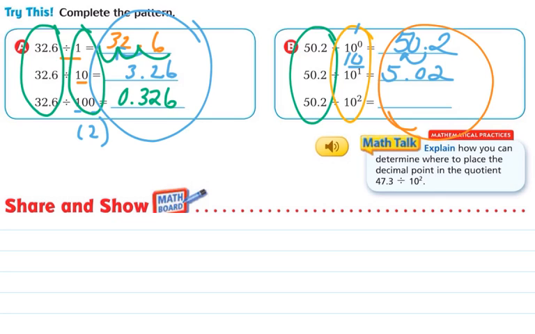And lastly, boys and girls, the second power of 10 is 100. 2 places there. We lose 2 places. 1, 2, and we get 502 thousandths. Take your time with this video.